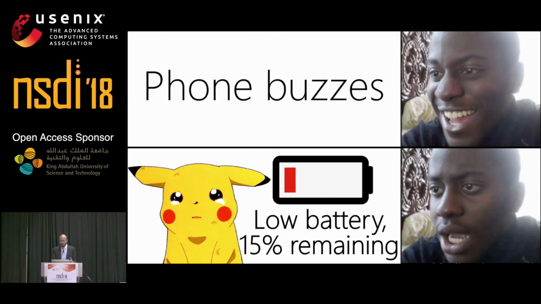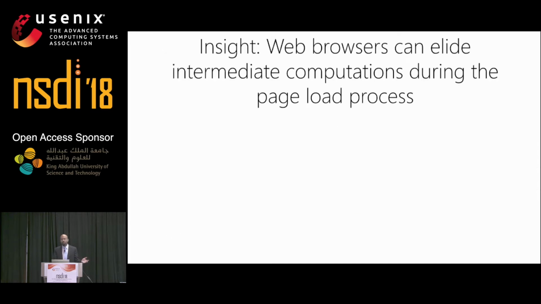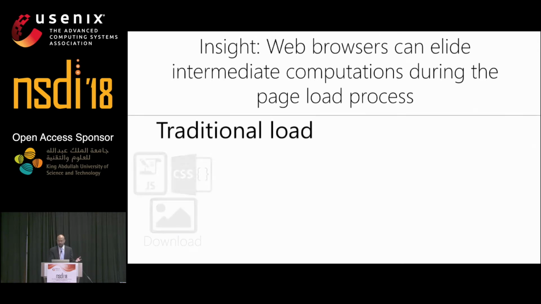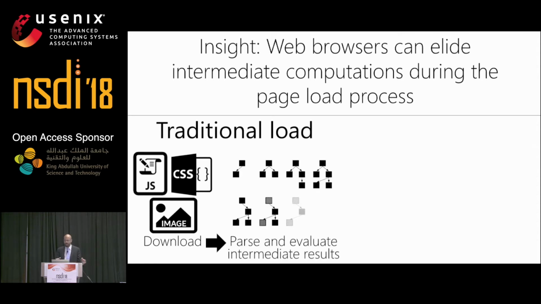So in this talk, we're going to look at a single high-level question. Can a single optimization technique reduce page load time and decrease bandwidth usage and minimize energy consumption? Now, fortunately, the answer is yes. And the insight that we're going to leverage is that web browsers can elide intermediate computations during the page load process. So in a traditional page load, the browser is going to download a bunch of content, and as that content arrives, the browser is going to parse and evaluate it, generating a bunch of intermediate results.